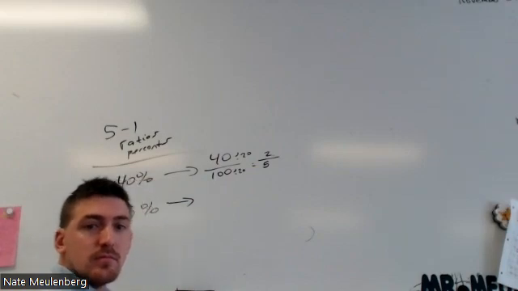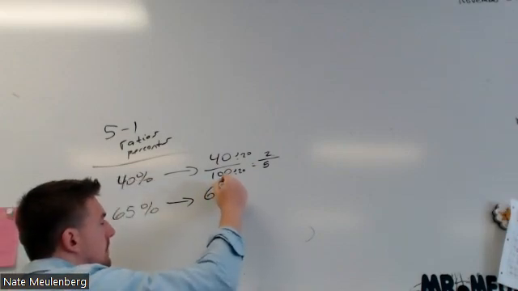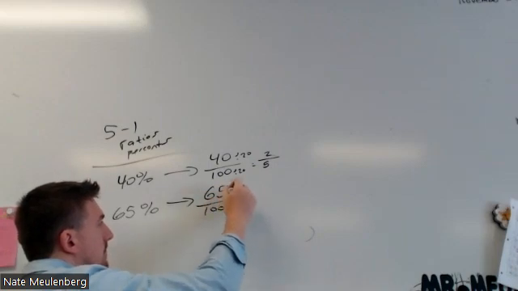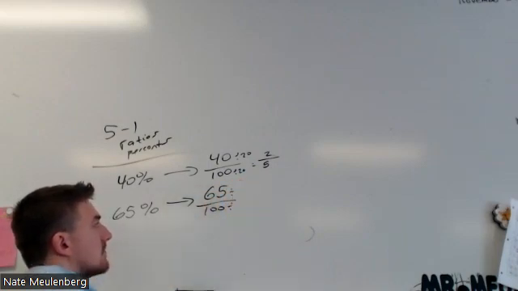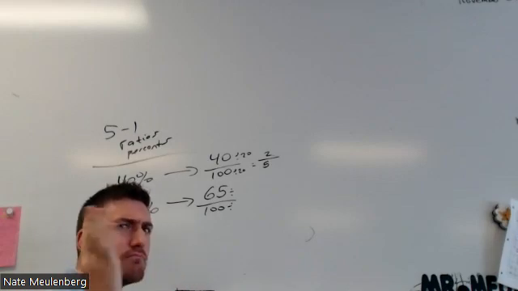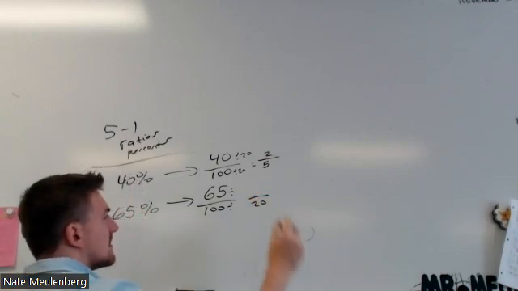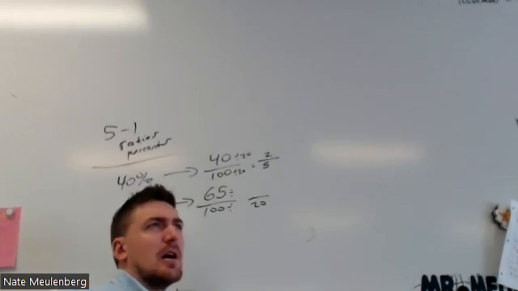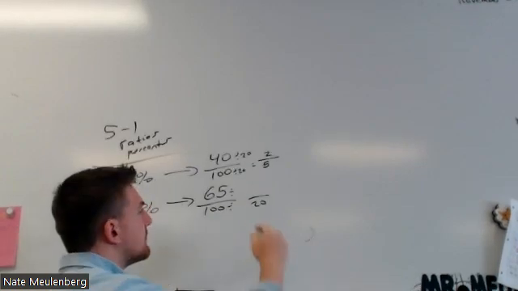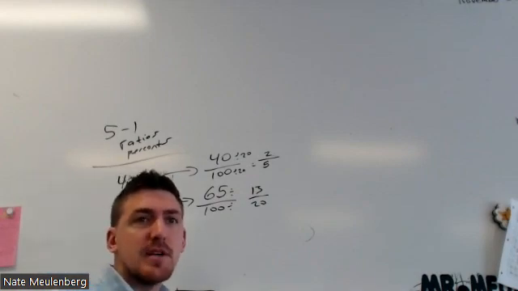Right. Yeah. 65%. I think 5. Yeah. 100 divided by 5 is 20. 65 divided by 5 is 13. 13 over 20. You're done? Yeah. Make sense?